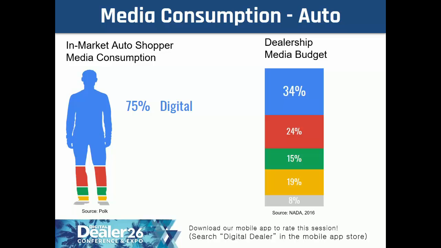And I'll give you guys a final slide on all this media consumption stuff. On the right is dealership media budgets from NADA that they did 2 years ago. And again, this is the same arbitrage opportunity we talked about on the general level, and this is specific to auto. So your consumer that you're trying to target and to get to come into your dealership, spending 75% of their time on digital, while the dealerships are only spending 34% of their budget on digital. So again, this is a huge arbitrage opportunity.